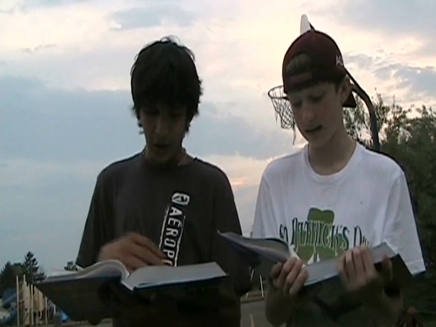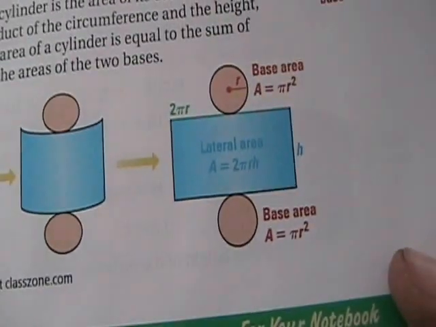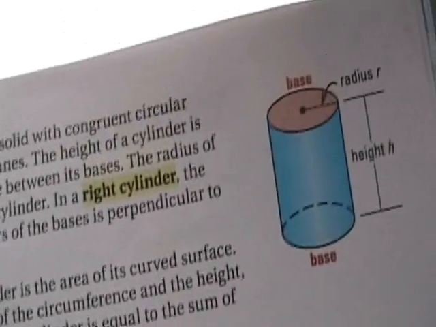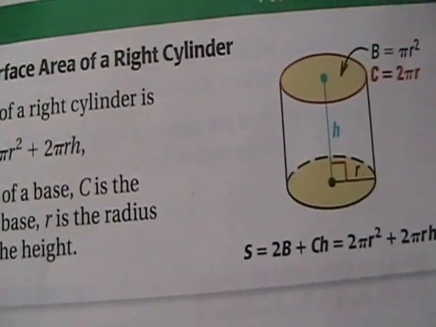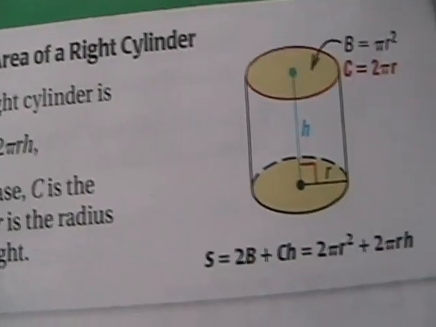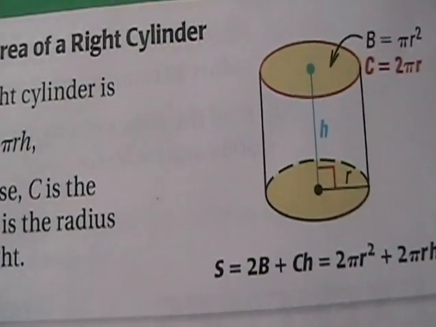So, that is hard stuff. Yeah, and we'll show you another diagram to find the surface area of a right cylinder. Hard stuff. Really, really hard. There's your little diagram. It's so hard you can read the little figures. Shut up. It's not that hard.